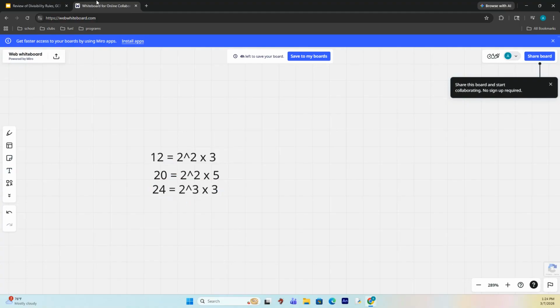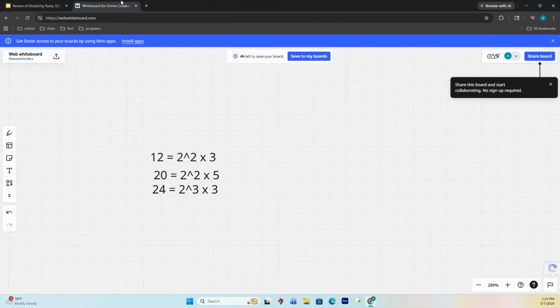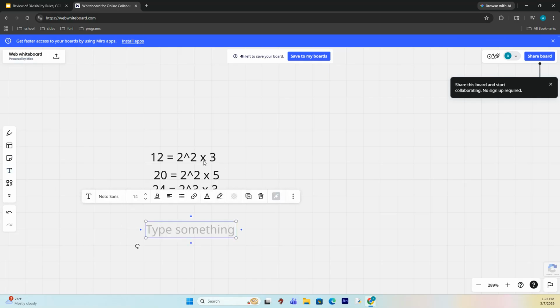Now, for the method for determining GCF, firstly you have to find the shared numbers that there are. While it looks like 3 is shared, it's only present in 2 of the 3 cases, so we can't use 3 or 5. 5 only appears once, and 3 only appears twice. So the only number we can really use is 2. Then we have to use the smallest power, and out of 2 squared and 2 cubed, 2 squared is the smaller power. So that tells us that 2 squared is our GCF, or in other words, 4.